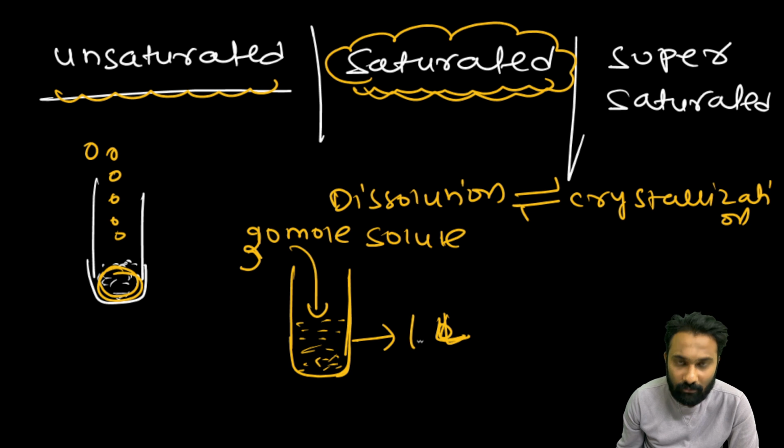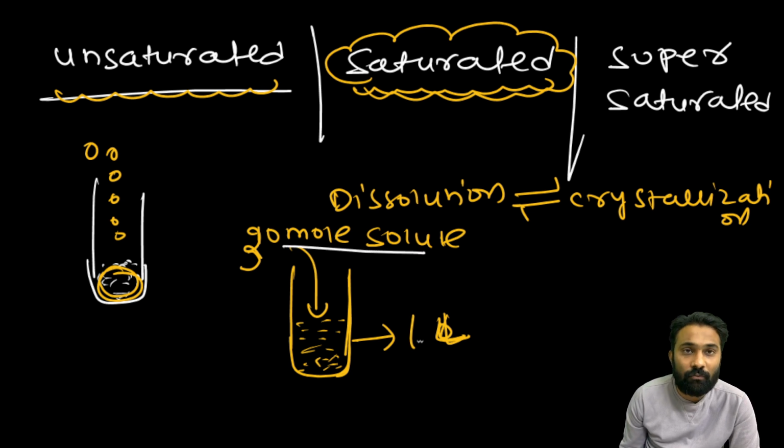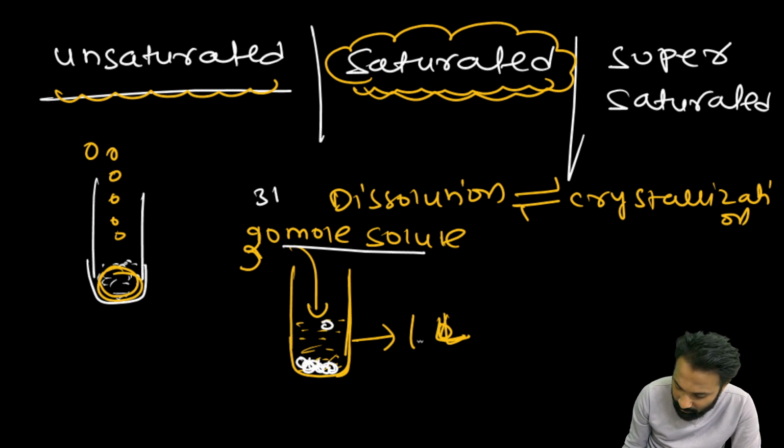What has happened? When I added 30 moles of solute, the solute particles are settling down here. But up to 29 moles is converted into the solution, right? That converted into the solution. When you add 31 moles of that solute, the solute particles which had been converted into the solution are again converted into solute.